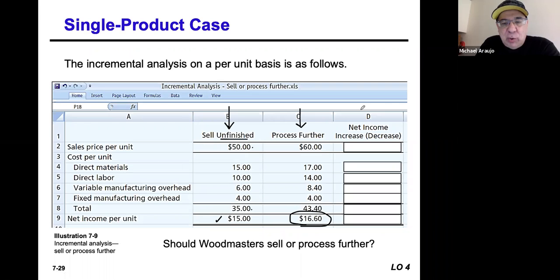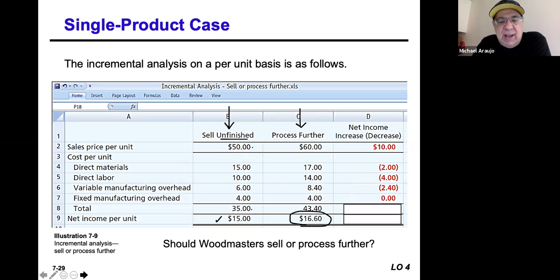So how would it actually look when you compare the increase and decrease to our profitability? More revenue is obviously more profit. They would have an increased cost of $8.40, but they'd have increased revenue of $10 per table. And that means that for every additional table they sell, if they process things further, it's another $1.60 in net income. So should they sell or process further? Well, in this case, if they're really interested in using that capacity and making a little extra profit per table, then they should process further.